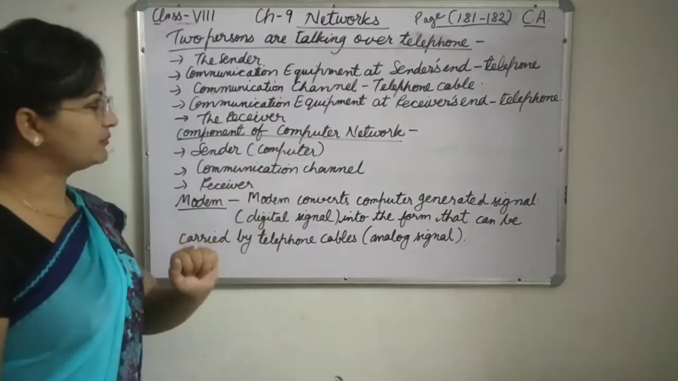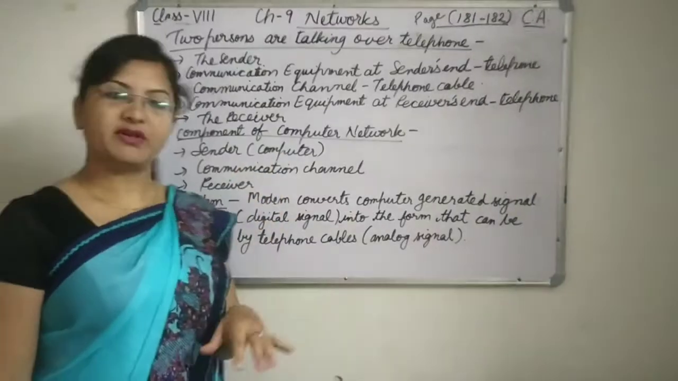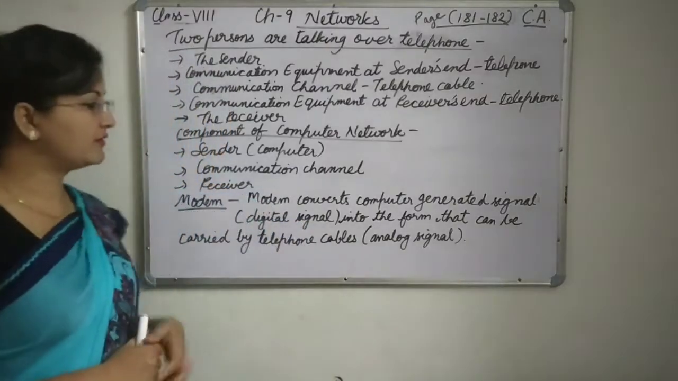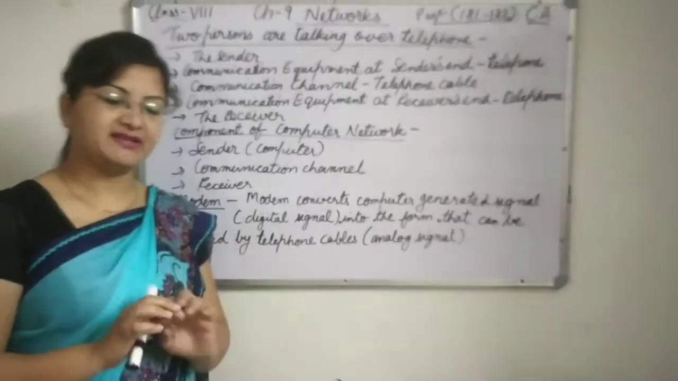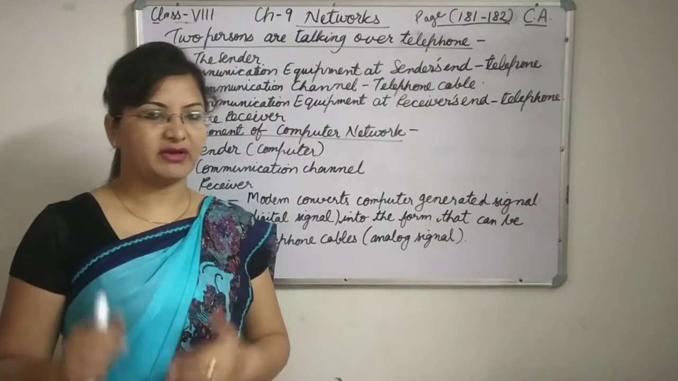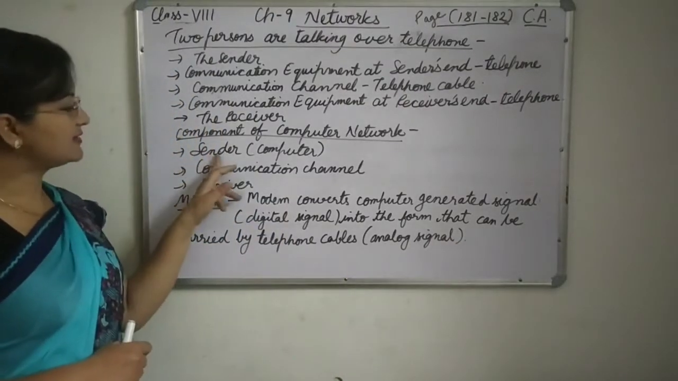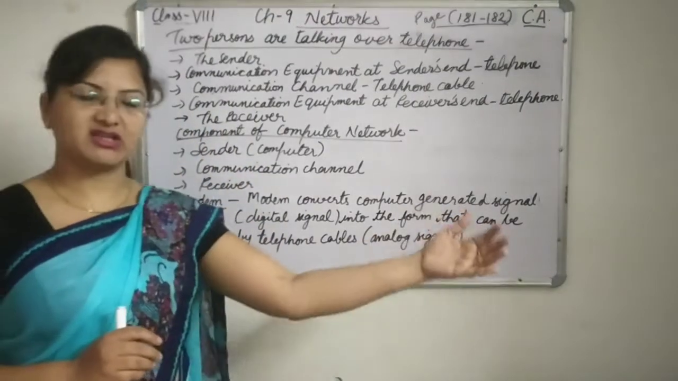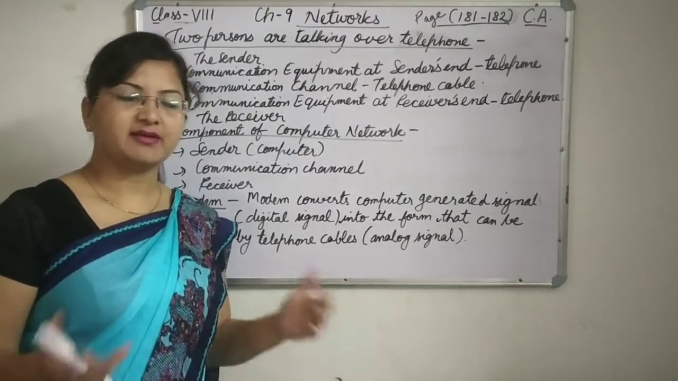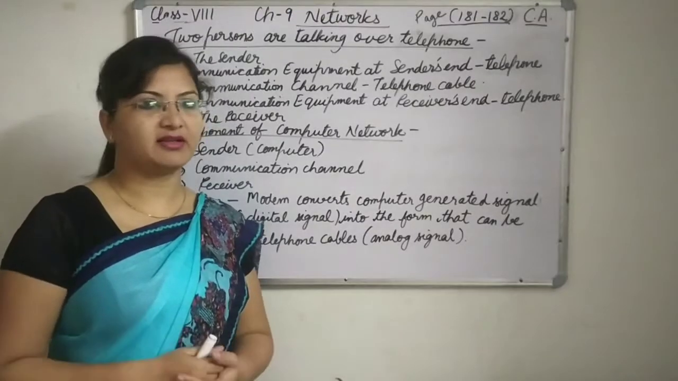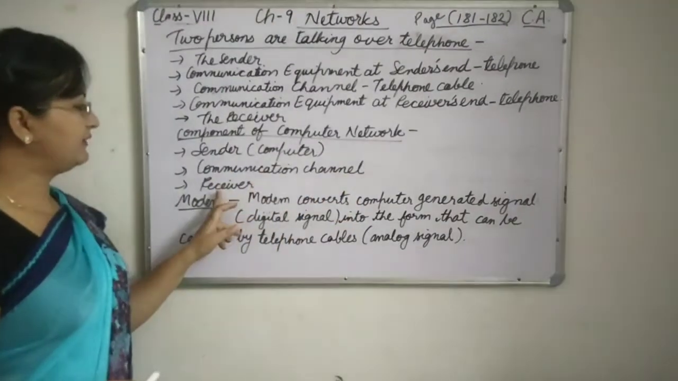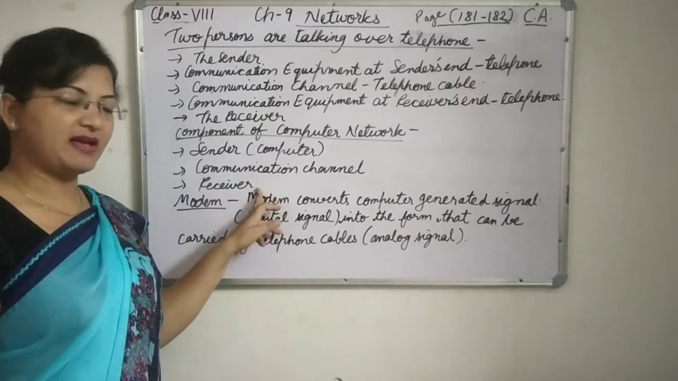Now components of a computer network. If we are creating a computer network, what are the components for it? First of all, the sender, that means sender computer, because message will be sent across the network from one computer to another. There will be a communication channel. It can be any type of communication channel. If we consider wireless, that means air. And if we consider wired connection, then there will be cables. So communication channel will be there and the receiver will receive the message.